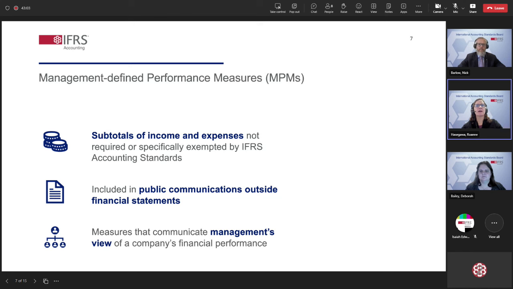Well, to simplify the process, the ISB has scoped some public communications out. So these would include oral statements, transcripts of oral statements, and social media posts. The reason is that the ISB expects these forms of communication to contain information about MPMs that is already included in other forms of communication. These forms are also regarded as the most challenging to monitor, so exempting them from the definition will reduce costs to preparers.